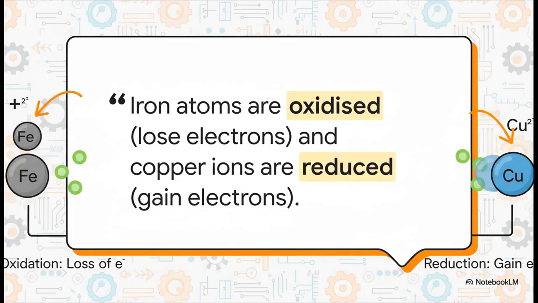So let's look at our iron and copper example again, but this time think about electrons. The iron atom starts off neutral. It then loses 2 electrons to become a positive iron ion. Oxidation is loss. So the iron atom has been oxidized. And those 2 electrons, they get snapped up by the positive copper ion that's floating in the solution. Reduction is gain. So the copper ion is reduced and it becomes a neutral copper atom. That's what's really going on.